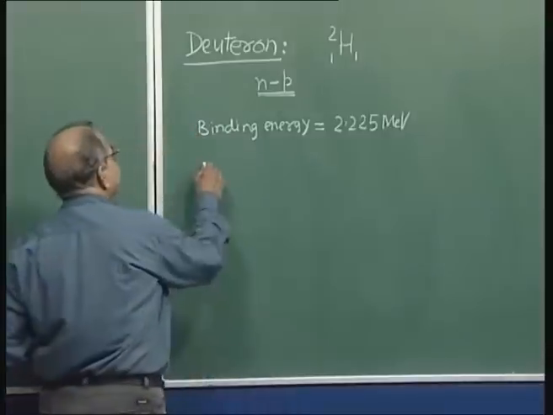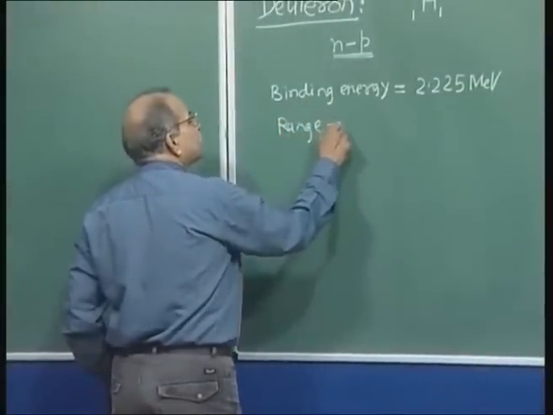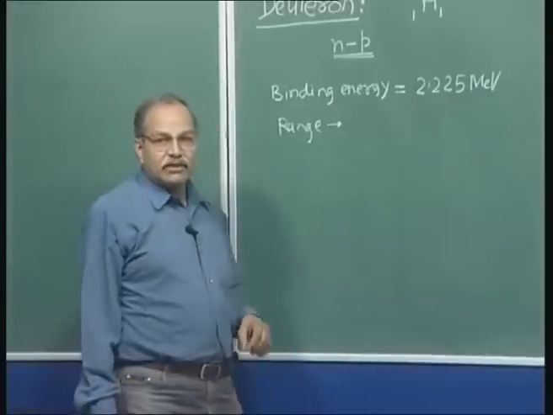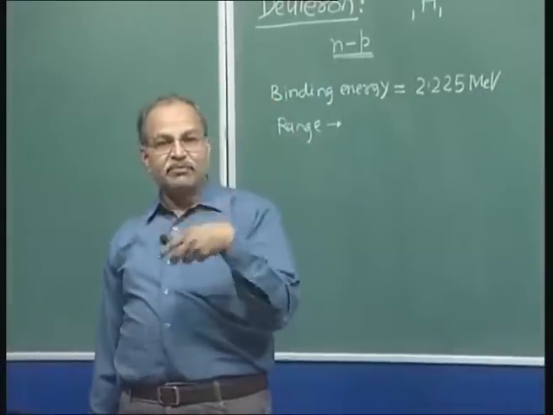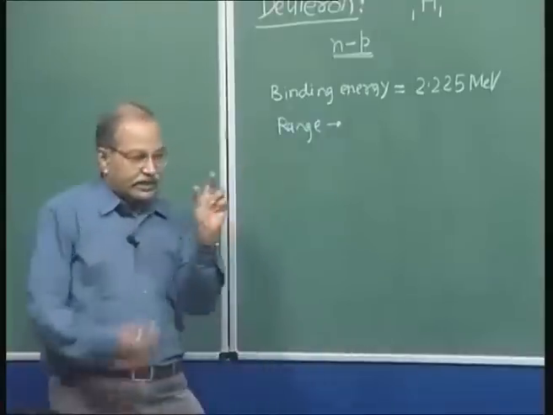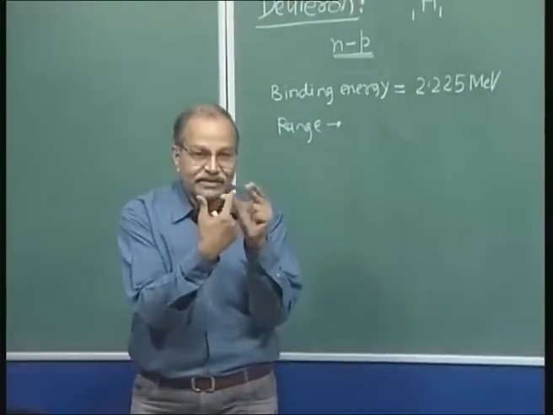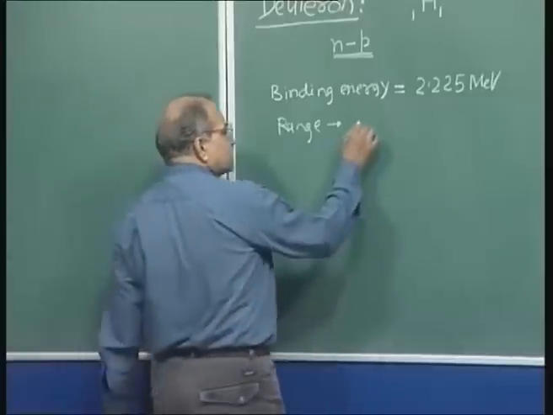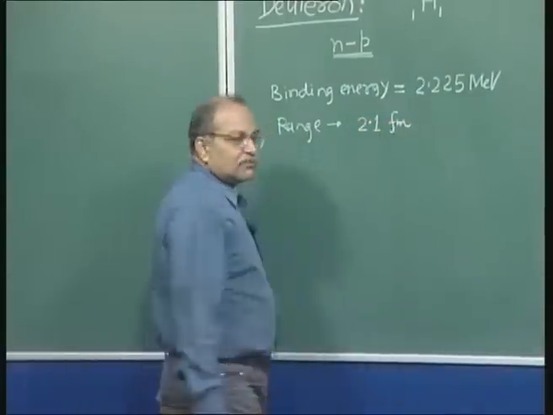Then the range of this interaction, that also one can work out from the measured radius. The radius can be measured through different experiments. That radius tells us that this is almost the range of that interaction. From the experiments we get this as 2.1 femtometers.